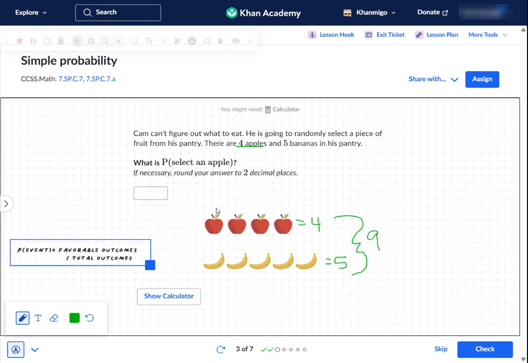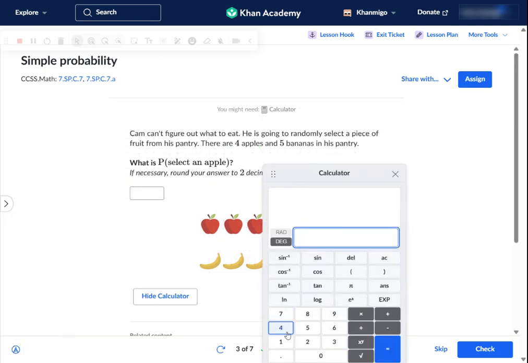So the favorable outcome, the outcome that he's wanting, is picking an apple. So that's going to be our numerator. And the denominator is just the total. How many different outcomes are there? There's 9 different possibilities.